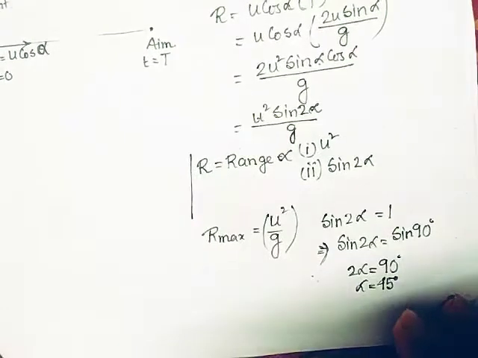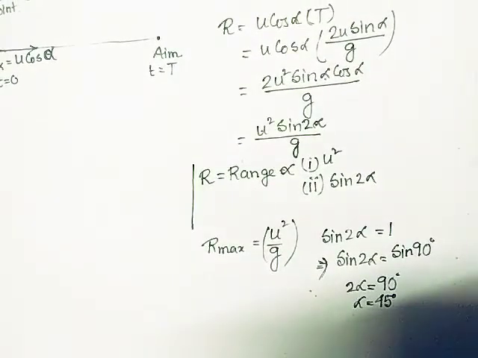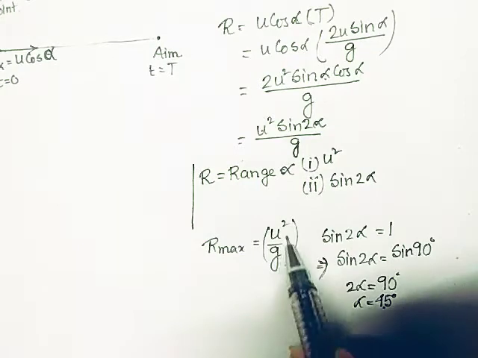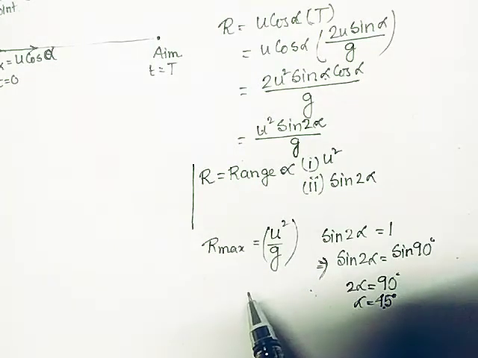So these are the two things. If the body is projected at alpha equal to 45 degrees, then for a constant value of the velocity of throwing, it will reach the maximum range.